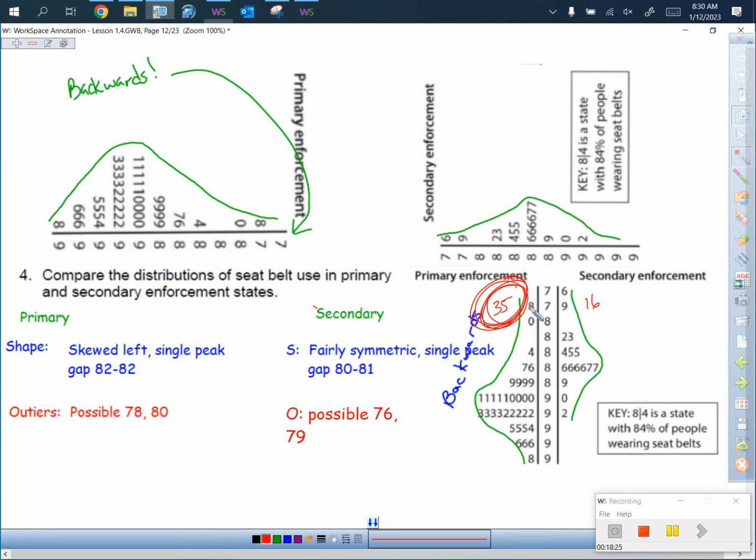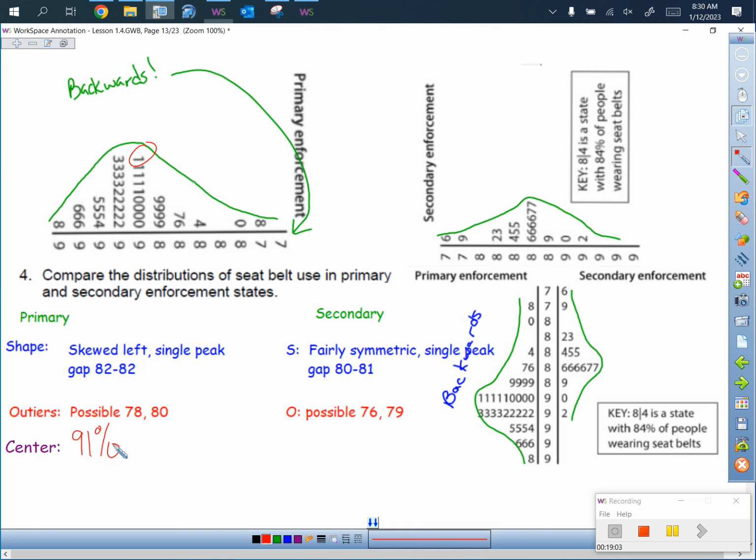Cool? Remember, on this graph, it's backwards, so I have to count backwards. I'm going to go find that 18th one. 1, 2, 3, 4, 5, 6, 7, 8, 9, 10, 11, 12, 13, 14, 15, 16, 17, boom. There's the 18th one. What number does that represent in that chart? 91, is that right? 91. So the center of this one, we found it, is 91%, because those are all measured in percents.